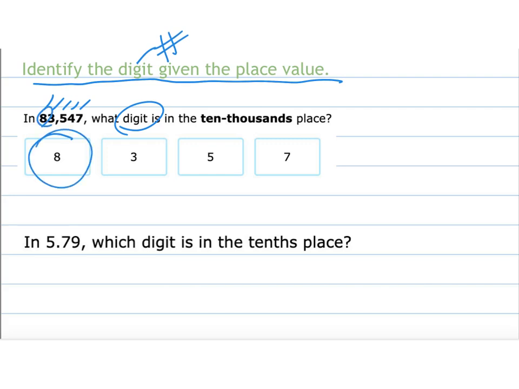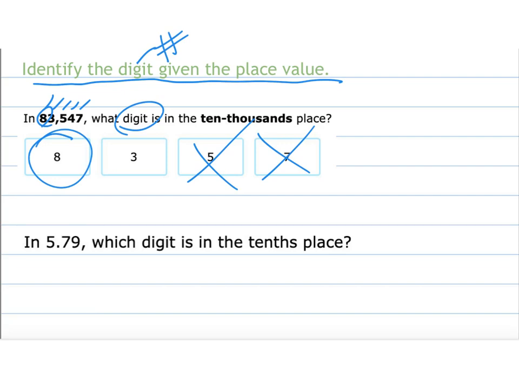Okay. You could use process of elimination and look at your choices here. And you could say, well, I know it can't be the 7 because I know that's the ones place, and I know that the 5 is in the hundreds. So then you could kind of eliminate some answers if you're given multiple choice like this. Okay.